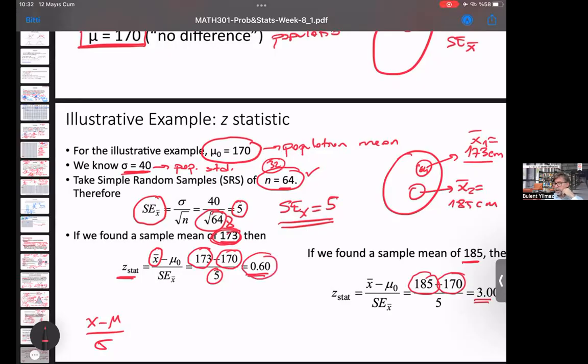That's the main idea. You found something, 173. Does it show a significant change with respect to the height of people in this age range? Like in 1970, it was 170. Now it is 2020. What is it? I found from my sample 173. So is it a significant change or not? That's what I'm trying to do.